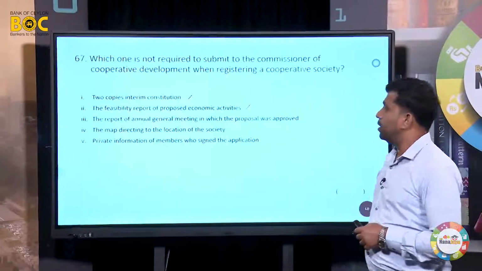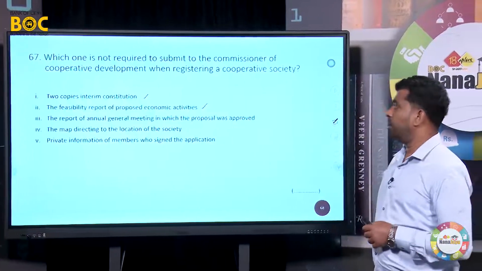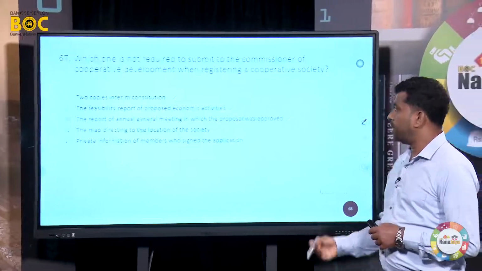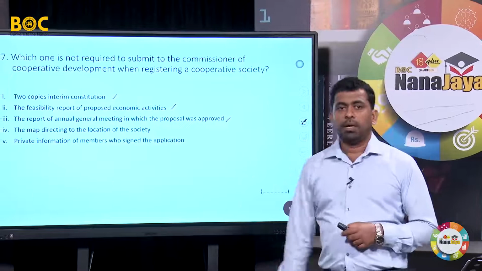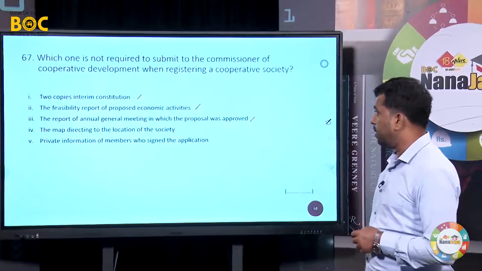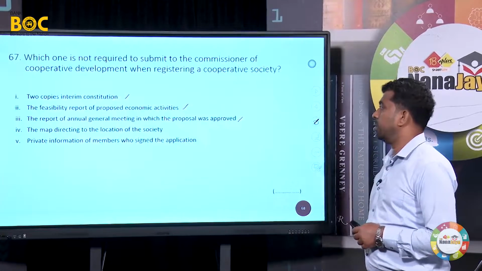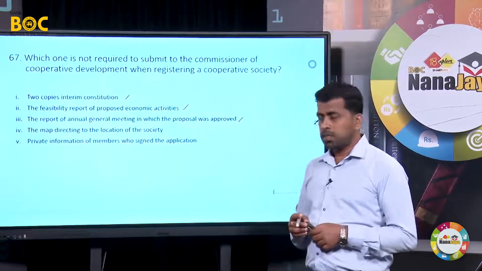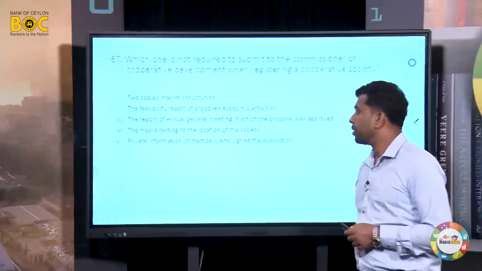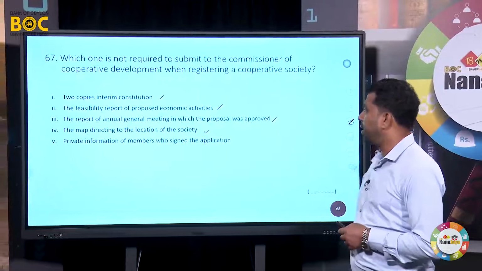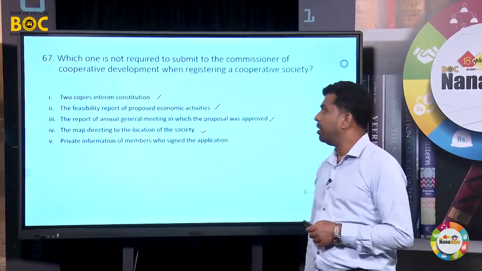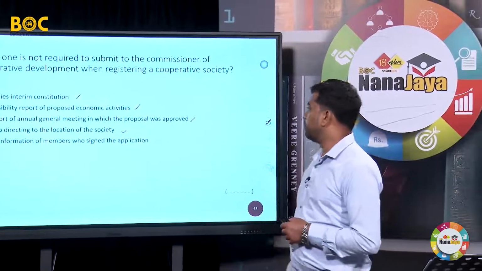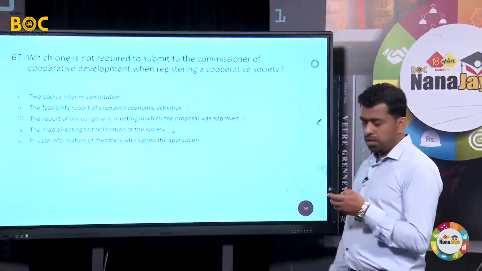A feasibility report regarding the proposed business activity should be provided. The report of the annual general meeting in which the proposal was approved is correct. The minutes of that particular meeting should be forwarded. The map showing the location of the society, directions to the cooperative society, is also correct. Private information of members who signed the application is not a material fact or a relevant document that should be forwarded at the incorporation of cooperative societies. So the 5th option is the answer for question number 67.